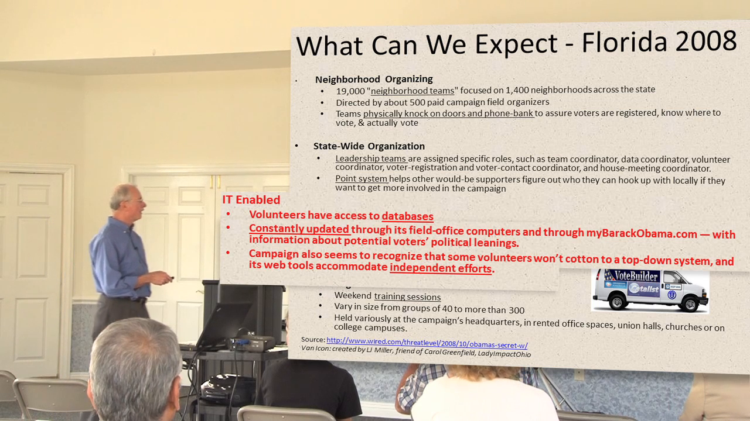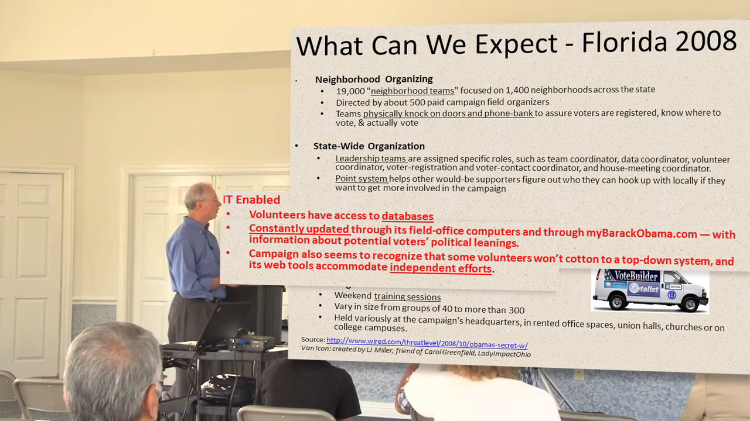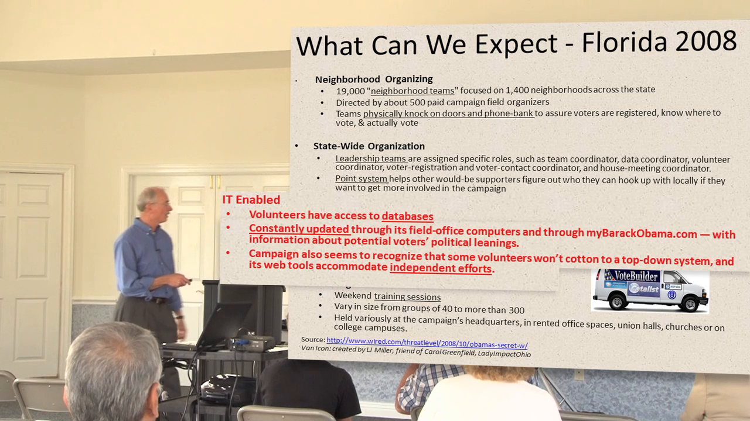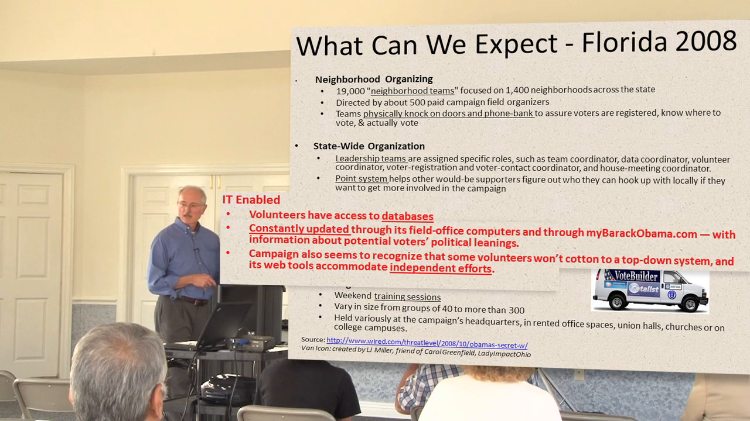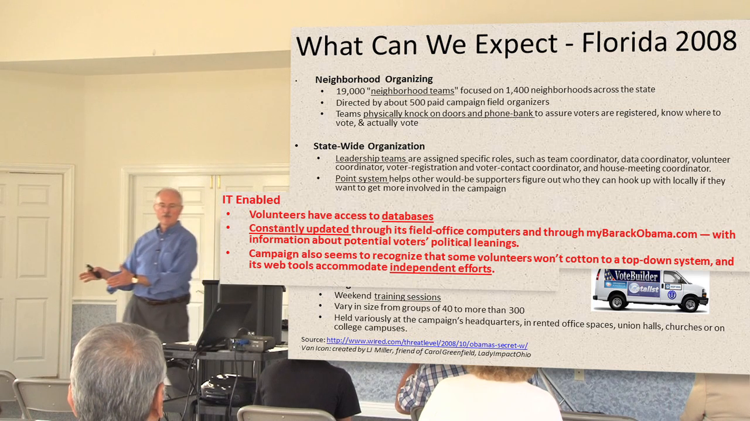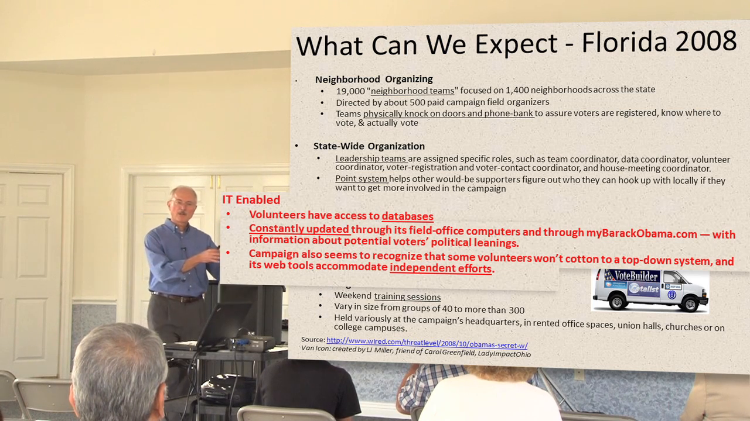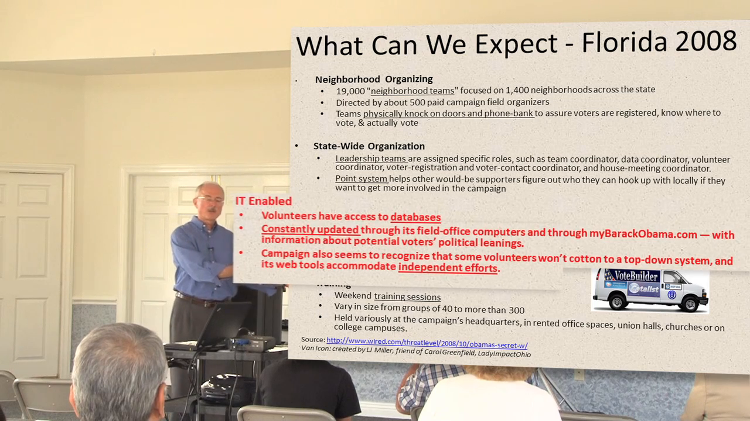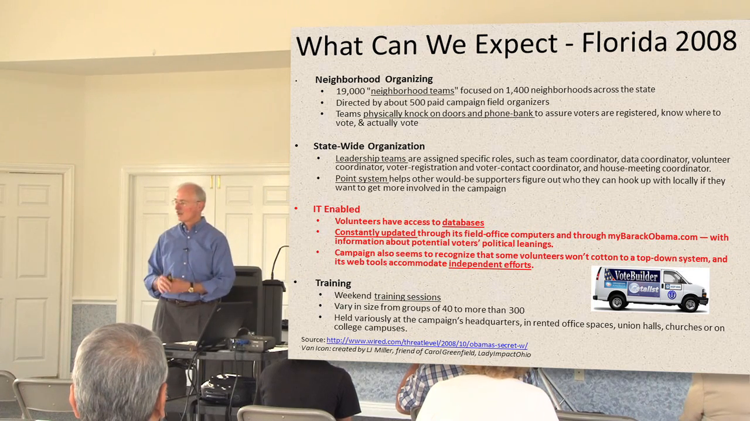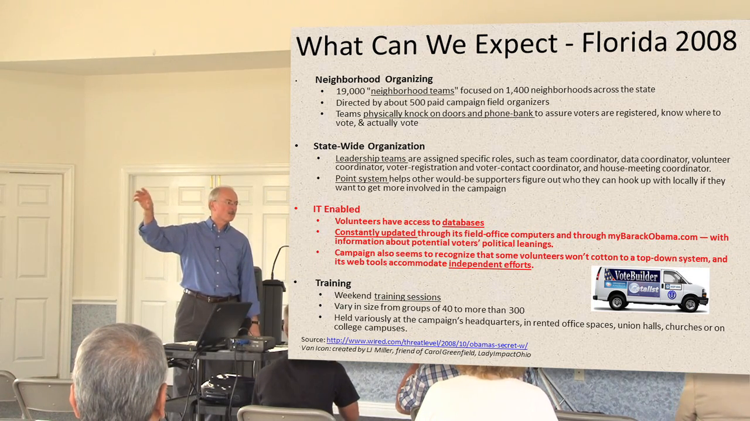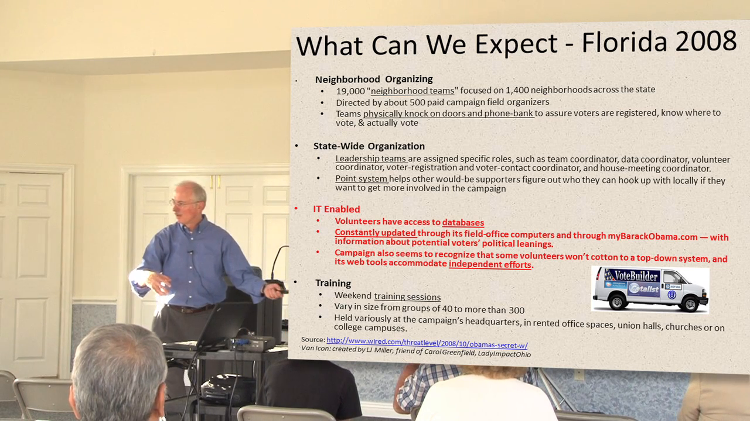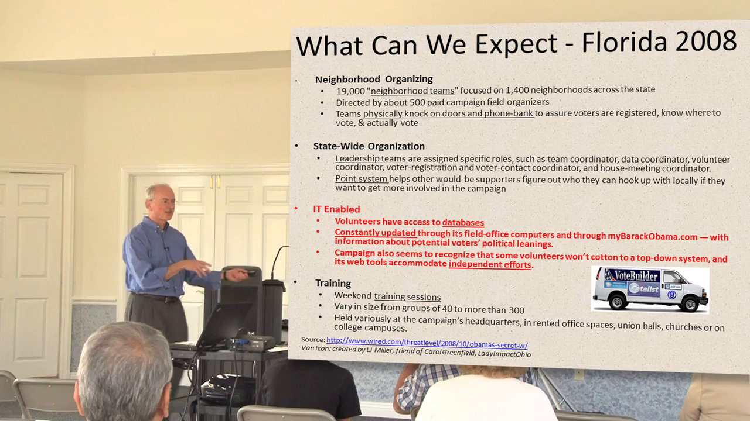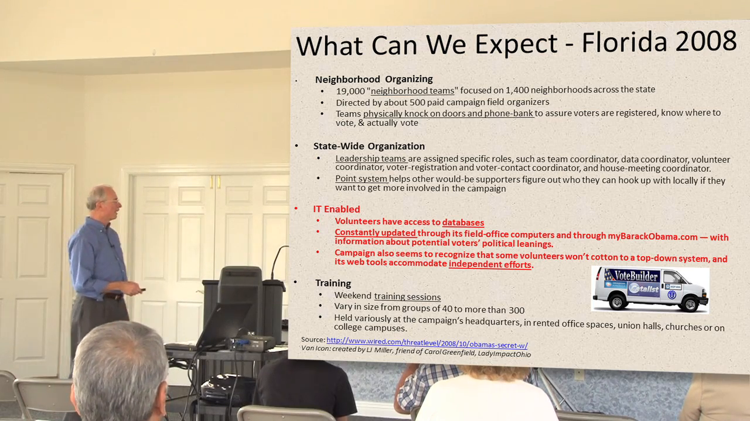Constantly updated through the field computers and through myBarackObama.com. That's Organizing for America, by the way. The campaign also seems to recognize some volunteers don't like a top-down system. They're like freelancers, but still they believe in the left cause and are going to do their own thing. They give them access to the database. The GOP would never in their wildest dreams think of giving access to their database to the Tea Party. You know, we're like the freelancers out there from their perspective.